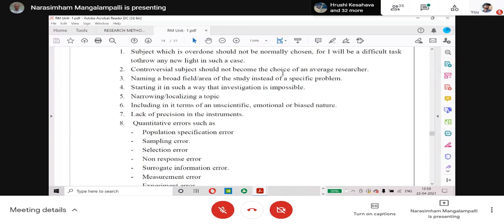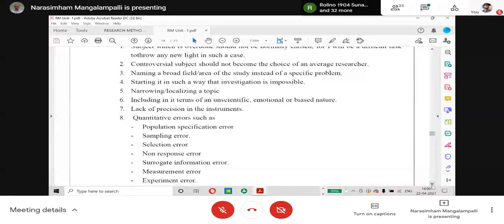including in it terms of unscientific, emotional, or biased nature. See, including these things is not a wise step. Lack of precision in instruments. Then quantitative errors such as population specification error, sampling error, selection error, non-response error. These are all normally they reflect in humanities, social sciences, and management.